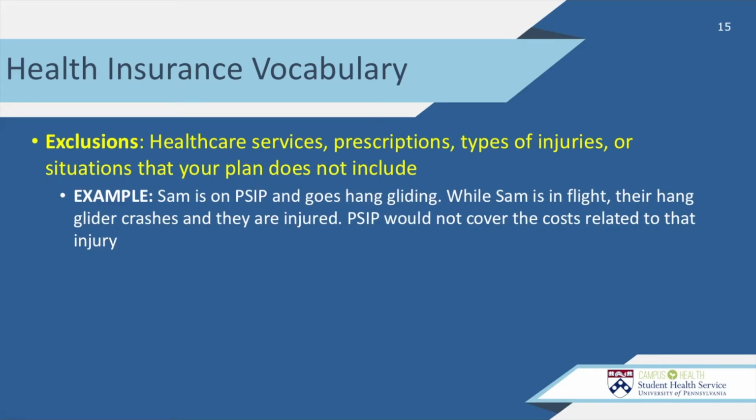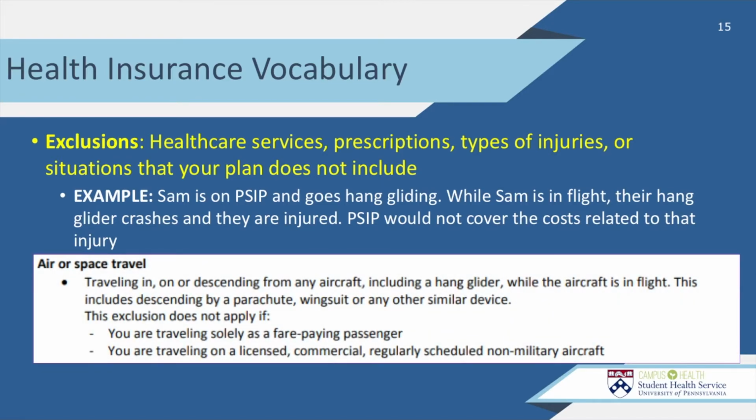Exclusions are what the plan specifically does not cover. These are important to know, as you will have to see if they do or may apply to you and your health. An example taken from the 2019-2020 PSIP plan is the exclusion of air or space travel on a non-commercial, fare-paying passenger flight. This means if you injure or become ill due to being on a hang glider or spacecraft, for example, that the health insurance plan may not cover your costs.